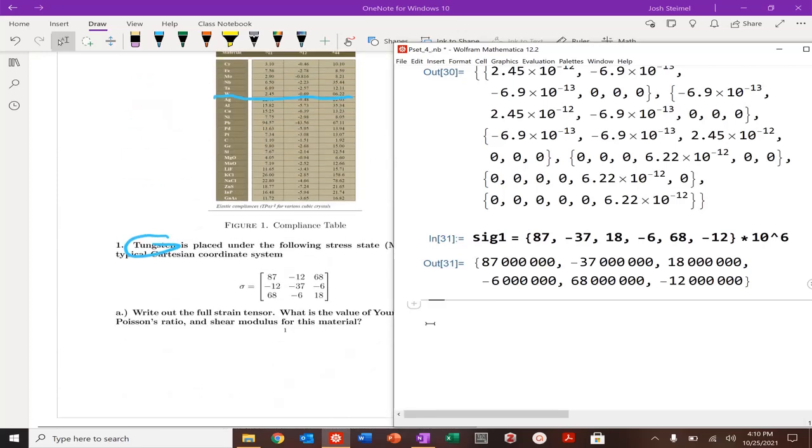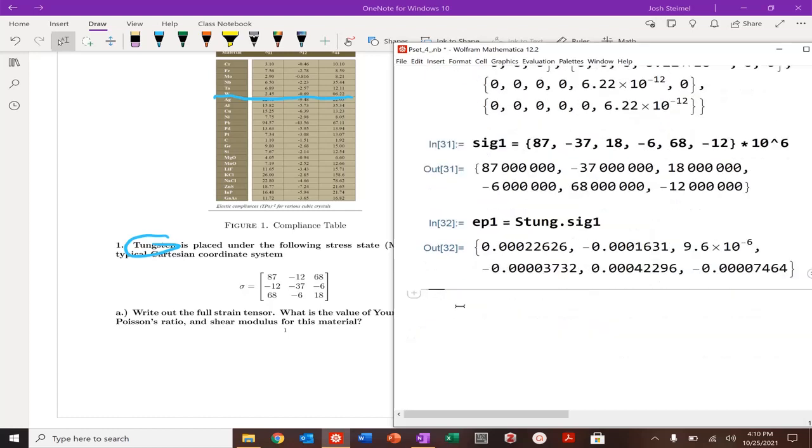And then we don't know our epsilon. So I know that my ep1 is going to be equal to S tung dot sig1. So those are my stress values. So that's my full strain tensor. Know that, remember, these are in engineering shear strain.